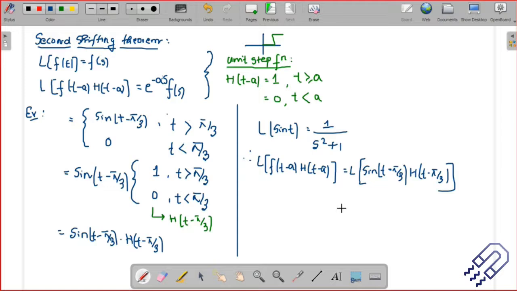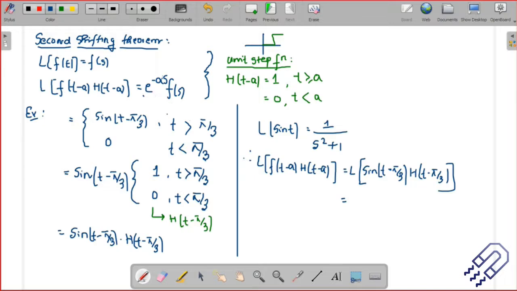You have to just do it step by step. Okay, we have it now, and then let's just do it now. So this is sine of t minus pi by 3. If you just do your calculations here, you can actually get your results easily.